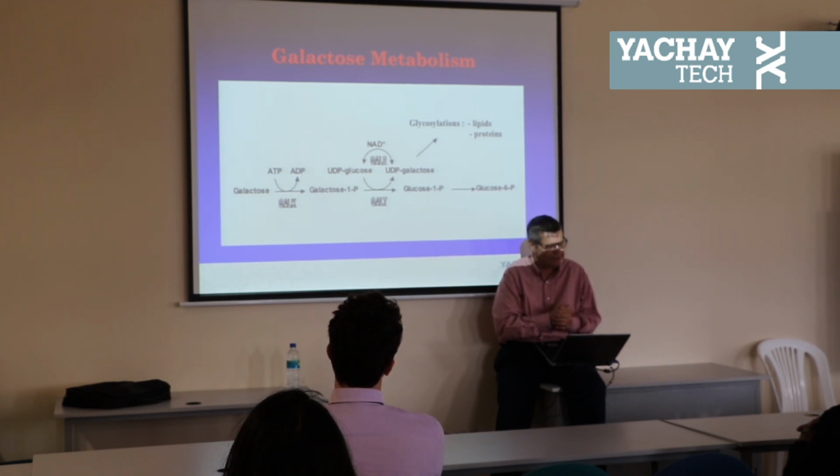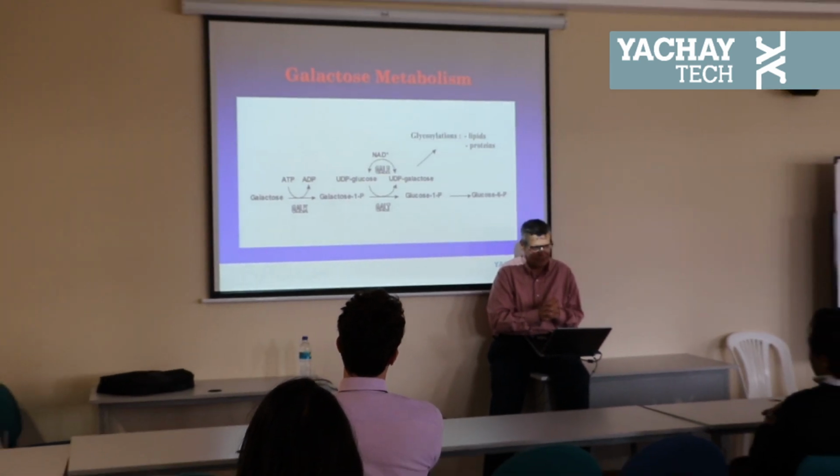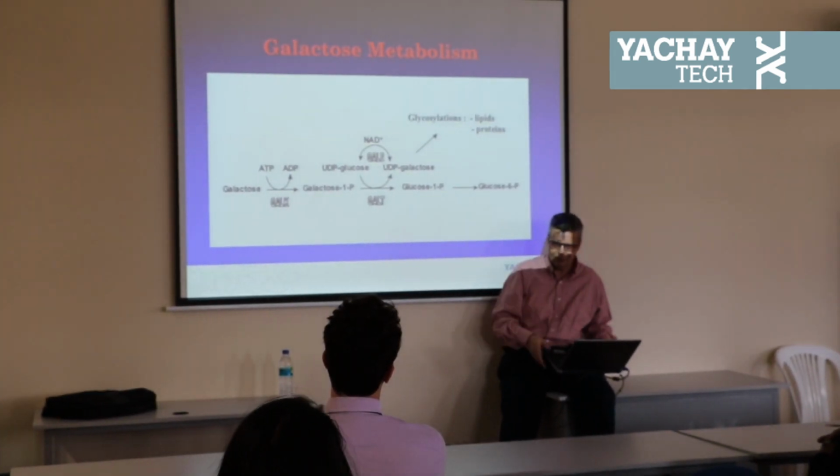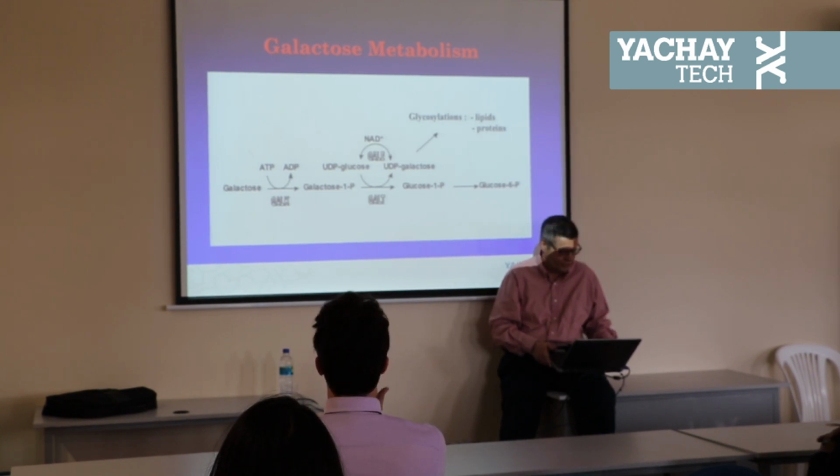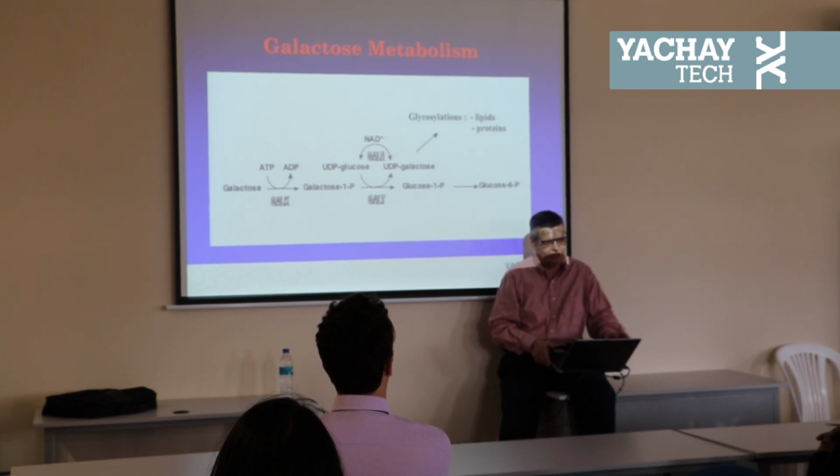UDP galactose can be recycled back to UDP glucose, and glucose 1-phosphate becomes glucose 6-phosphate, and many of you will know glycolysis. That's the standard pathway how glucose is metabolized. Basically all this pathway does is it converts galactose into glucose, which is a form of sugar that the cell can metabolize.